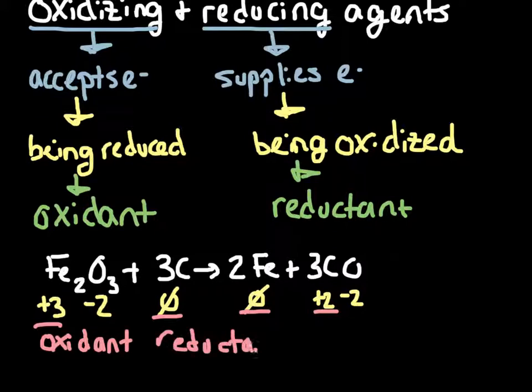And that is all there is to it. So the ability to assign oxidation numbers, knowing which one's being reduced and which one's being oxidized, that means it's the opposite for its agent.